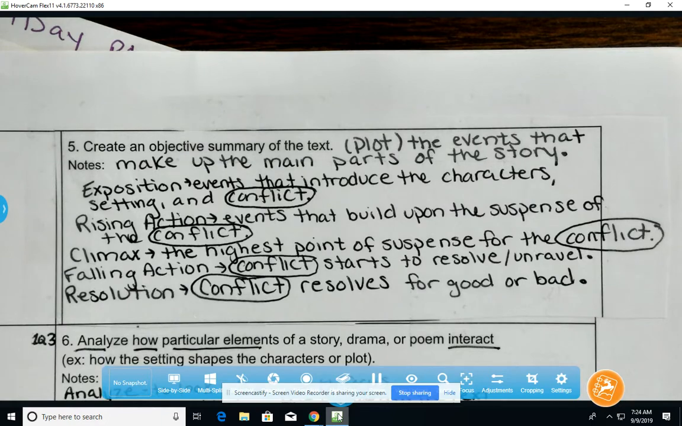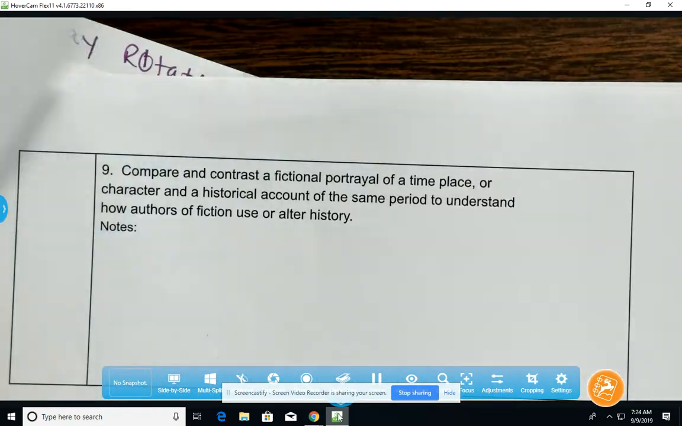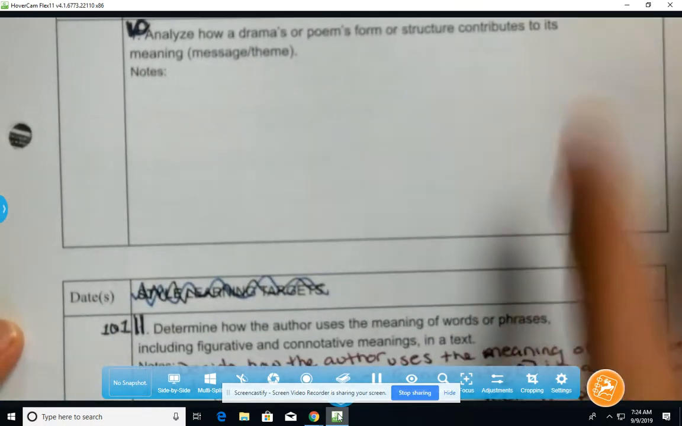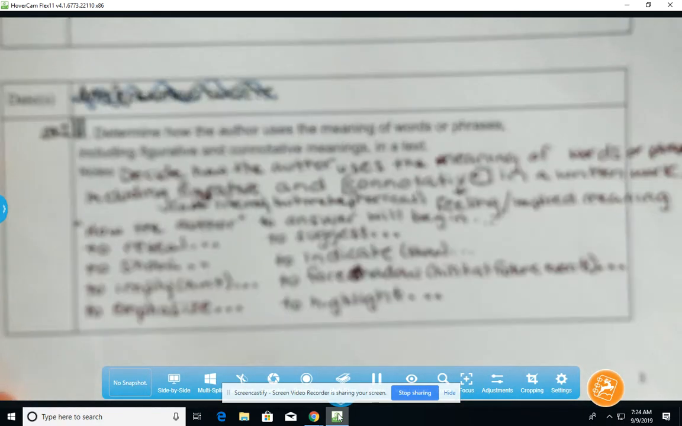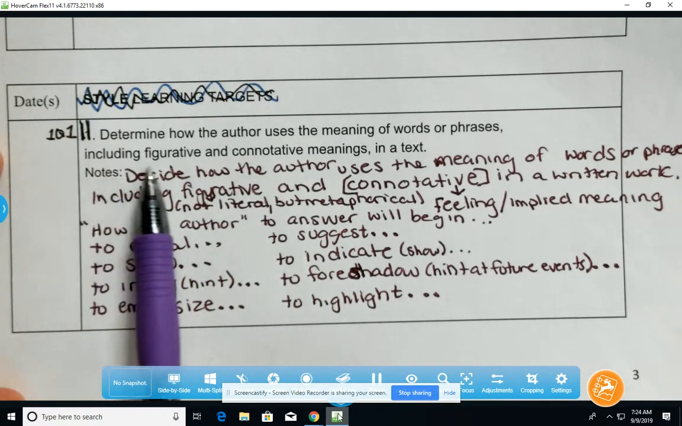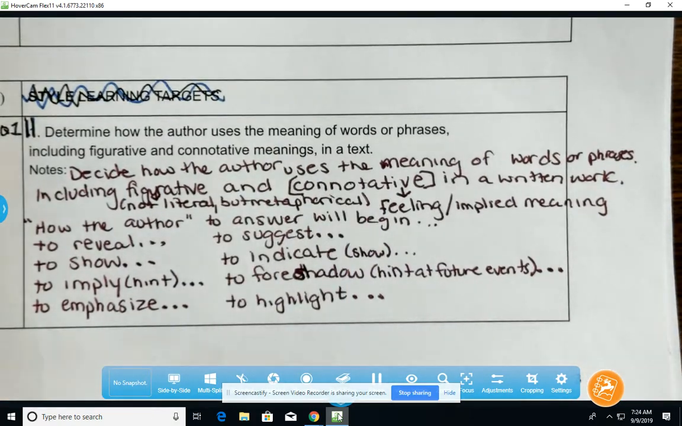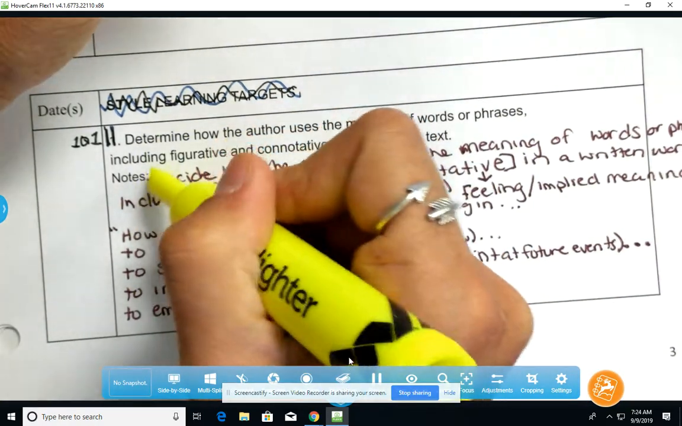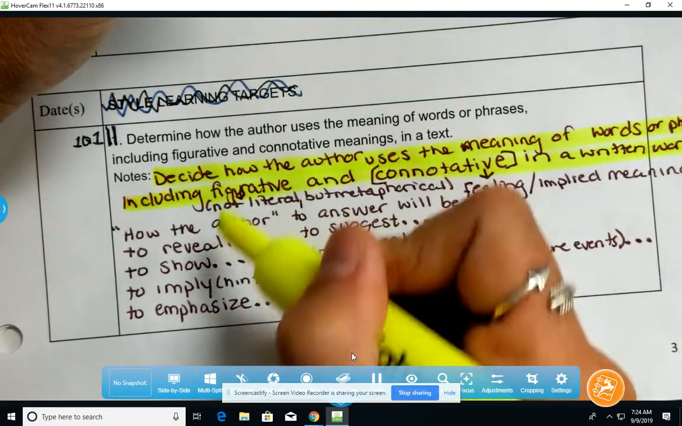We're going to also focus in on learning target number 11. Learning target number 11 says I can determine how an author uses the meaning of words and phrases, including figurative and connotative meanings, in a text. To put that into your own words, instead of showing you the definitions and how I got there this time, I just put it into my own words so that you can see it directly.